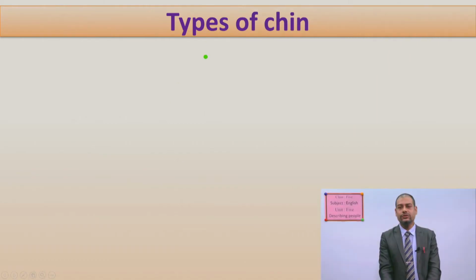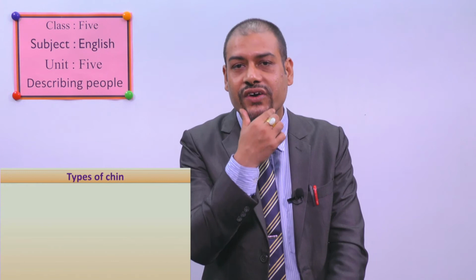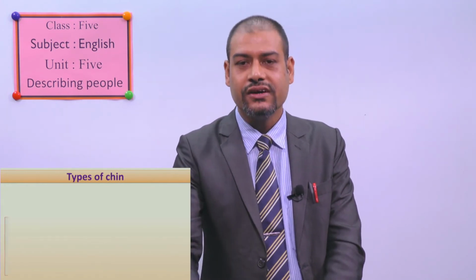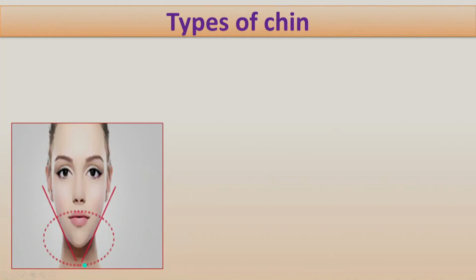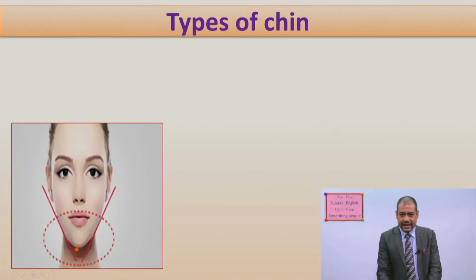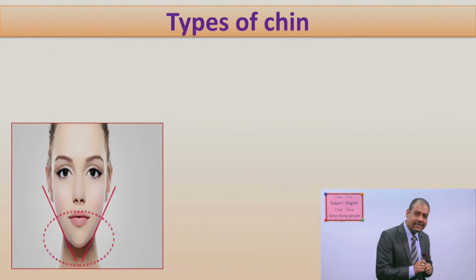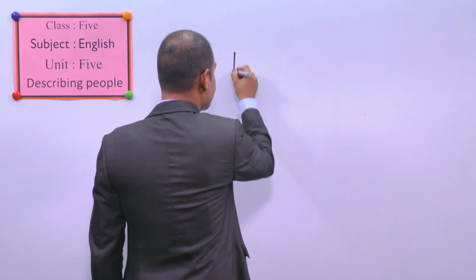Then I want to teach you how to describe people's chin, okay? This part of our body, this part of our face. How do you describe it? For that one, I want to show you a picture. See, what word do you use to describe this chin? Can you see? See, from ear to ear. What type of chin is this? So this chin is, you can say, pointed chin, okay?